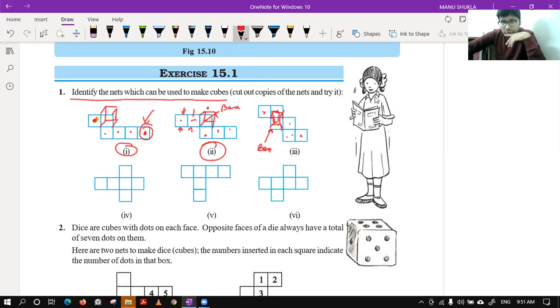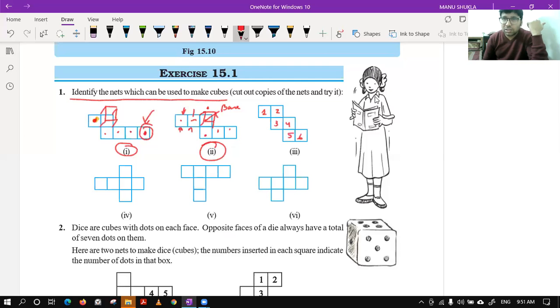Kritika is saying no, not work. Karthik is saying. Okay, let's see again. 1 second. Let me check again. Maybe I've done some mistake. So let me give some names, some numbers to this one to make it more clear to you. I'm giving these numbers 1, 2, 3, 4, 5, and 6.